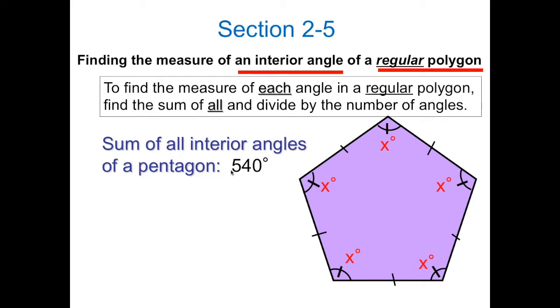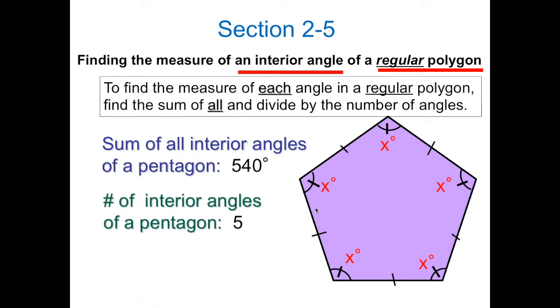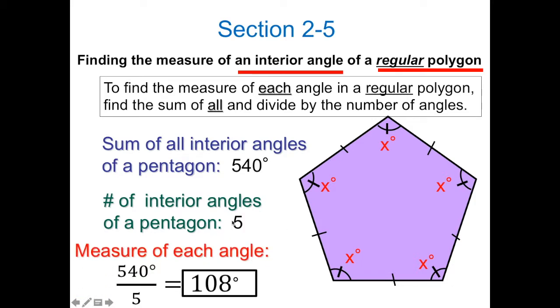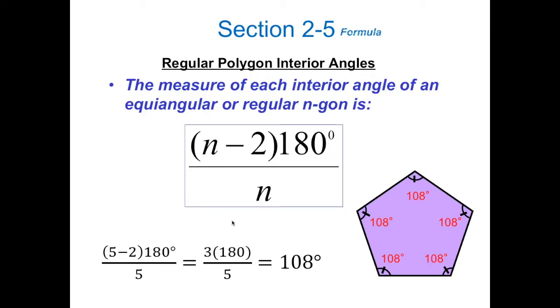So the formula for the interior angle sum is n minus 2 times 180. The number of triangles would just be 2 less than the number of sides of a polygon. And if it's regular, you can divide that (n minus 2) times 180 by the number of sides, which is 5 right here. And that's how we got, in the last slide, 108 degrees for the measure of each angle.